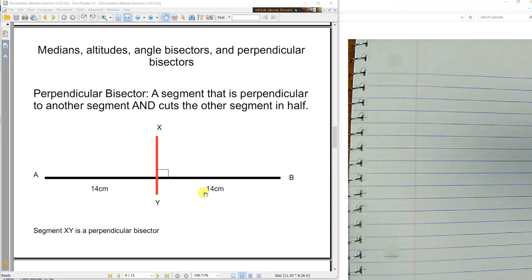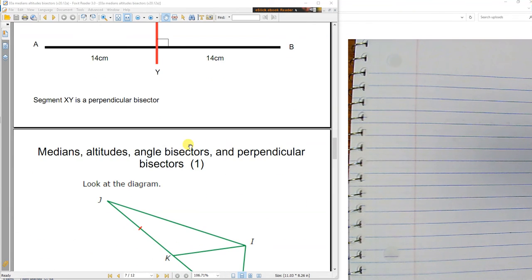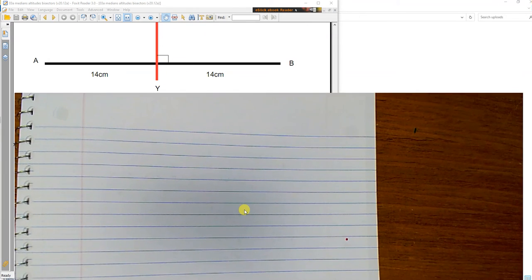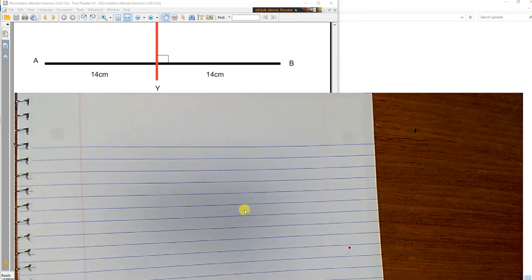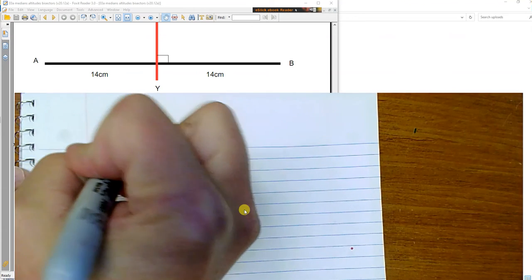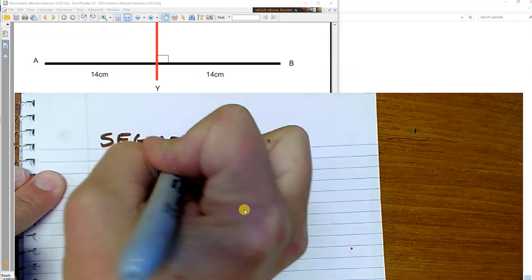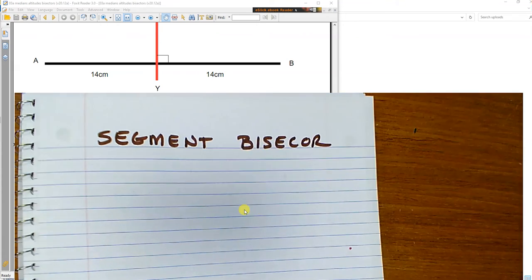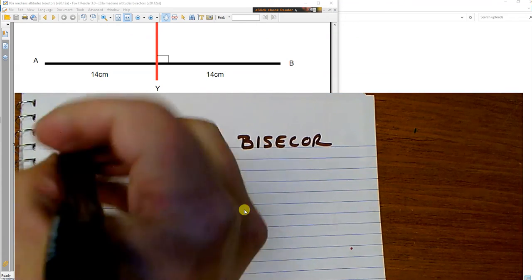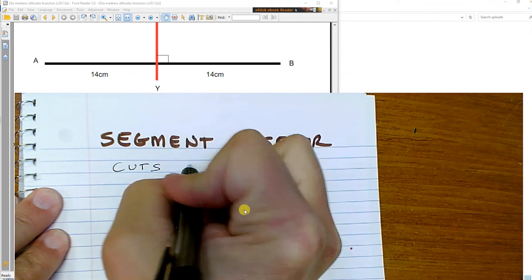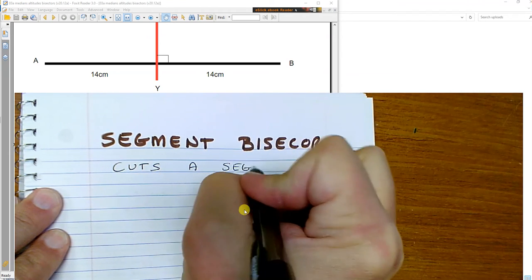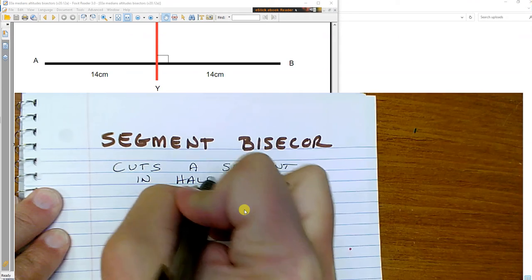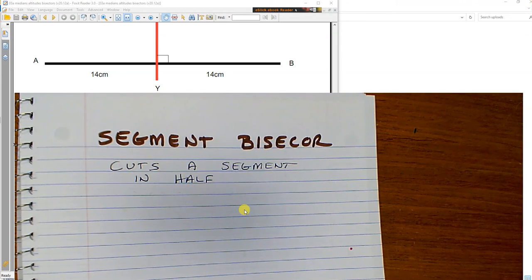We're going to add two things. Let's add a segment bisector versus a perpendicular bisector. Okay. So segment bisector. A segment bisector cuts a segment in half.